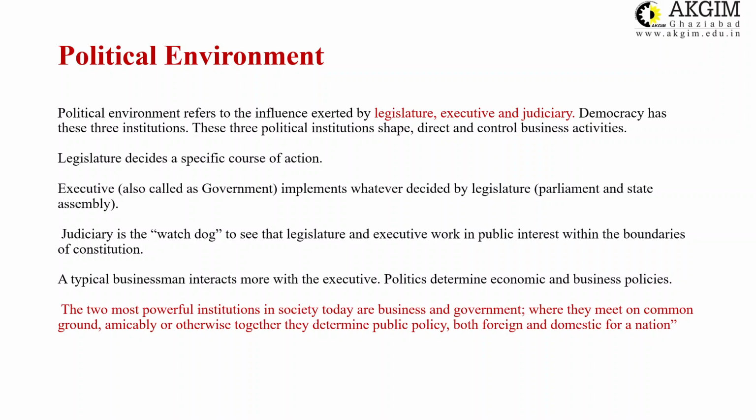The political environment of the country includes three important parts: legislature, executive and judiciary. Legislature decides a specific course of action, what has to be done. Executive, also called the government, implements whatever is decided by the legislature, that is parliament and state assembly in our case. And judiciary is the watchdog, it sees whether all things are going as per the rules defined by the legislature or not. So it keeps an eye on the legislature as well as the executive function. This is how the political system works in a country like India.